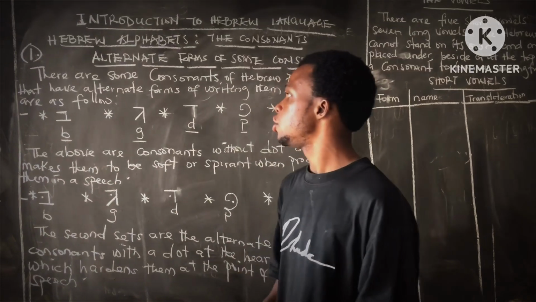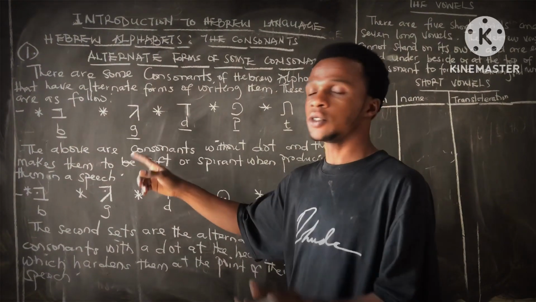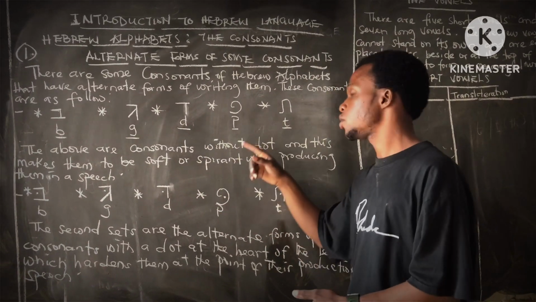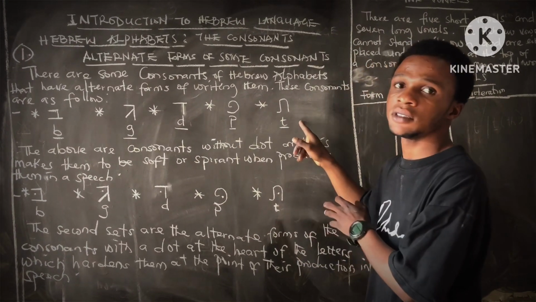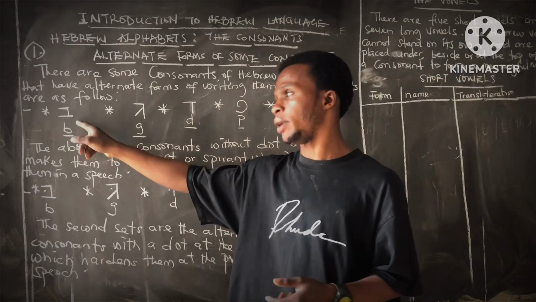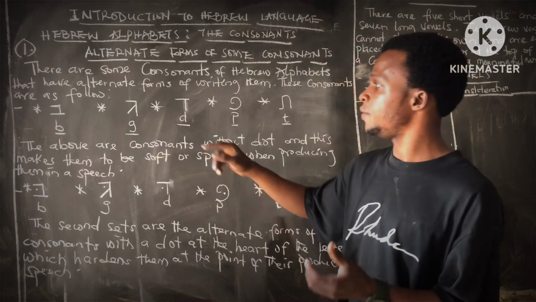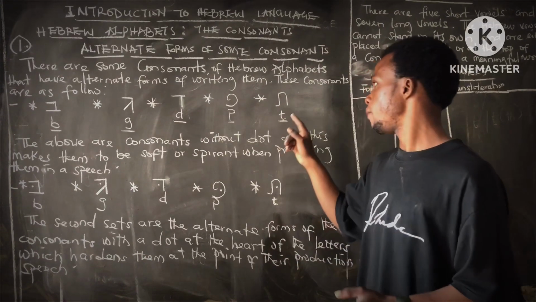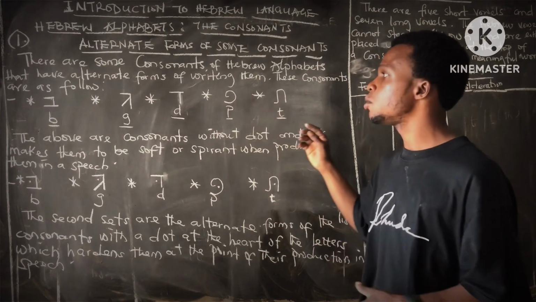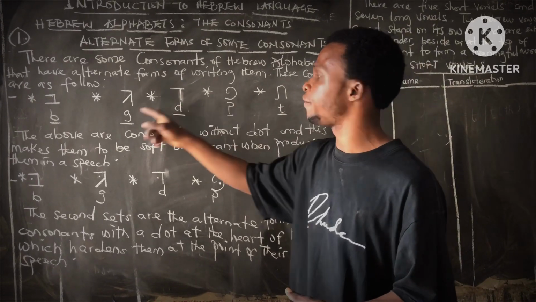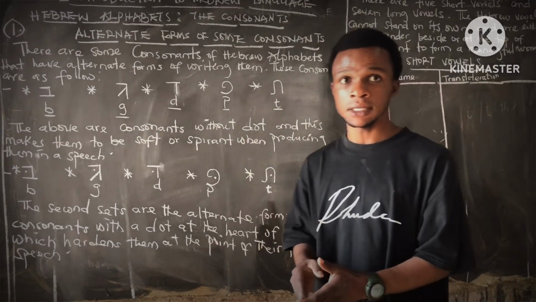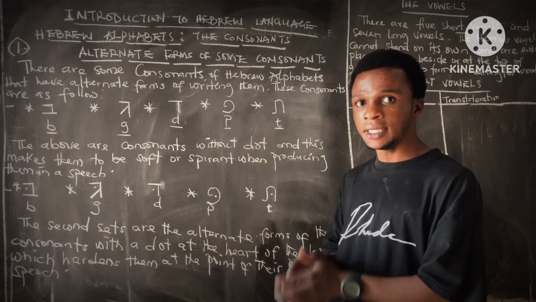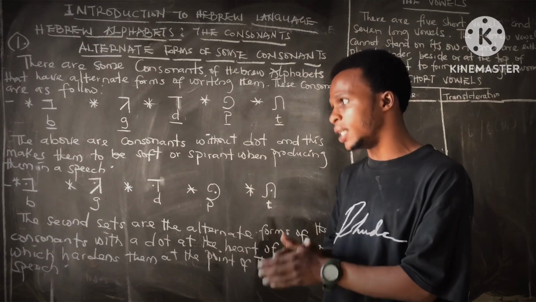We also have gimel, soft gimel. We also have dalet. We also have fei. Then we have tau. Again, we have bet, which is vet. We have gimel, we have dalet, and we have fei, and we have tau. So all these five consonants have alternative ways of writing them.